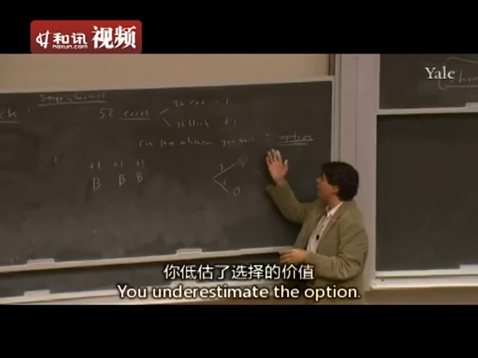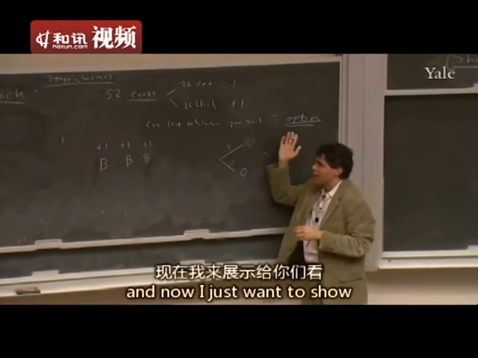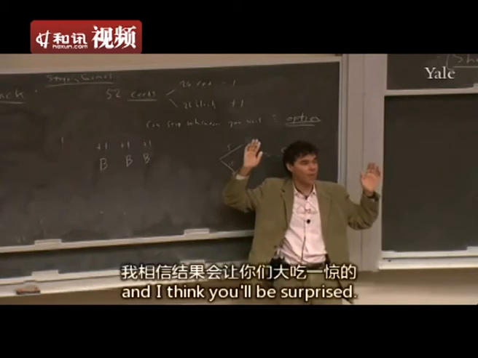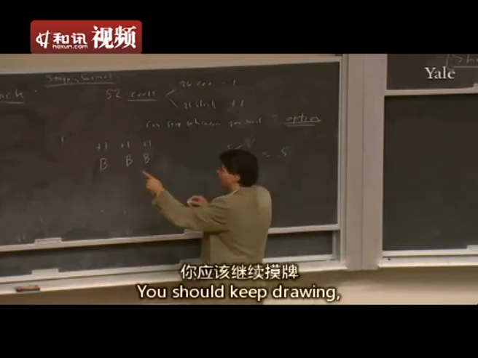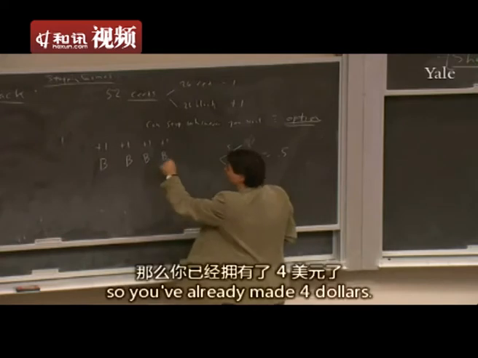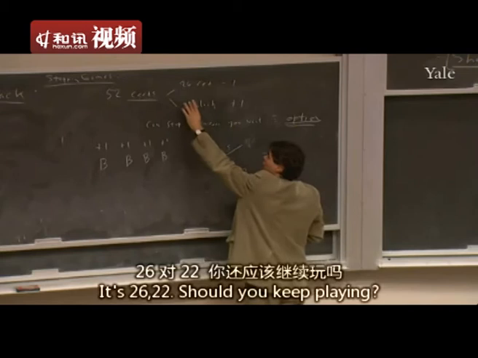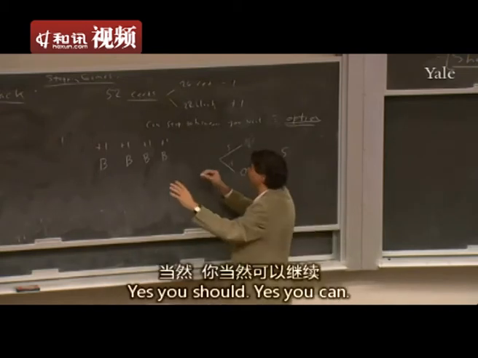You underestimate the option. The option is incredibly valuable here, and now I just want to show how to compute what your optimal strategy is, and I think you'll be surprised, okay? You should keep drawing, not 3 times. If you got a 4th black card, so you've already made $4. It's a sunk cost. You've got this horrible deck. It's 26-22. Should you keep playing? Yes, you should.